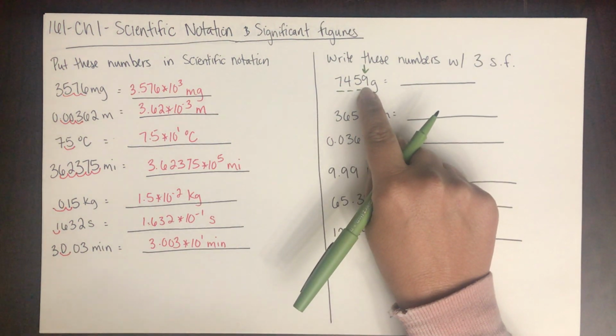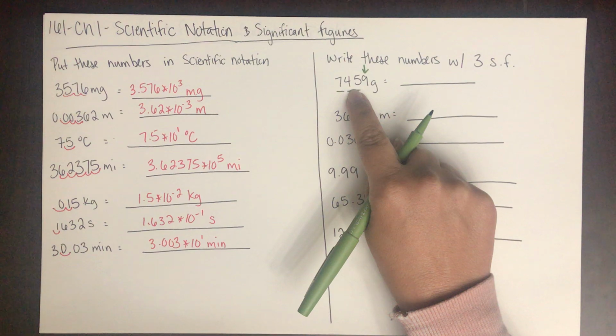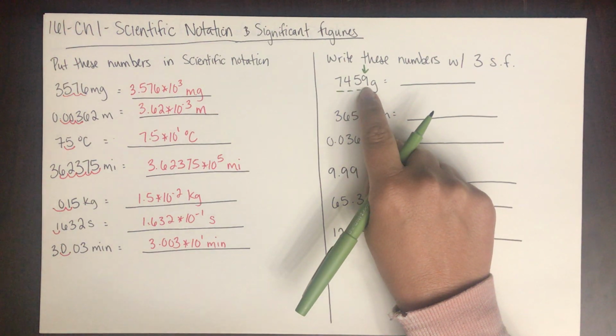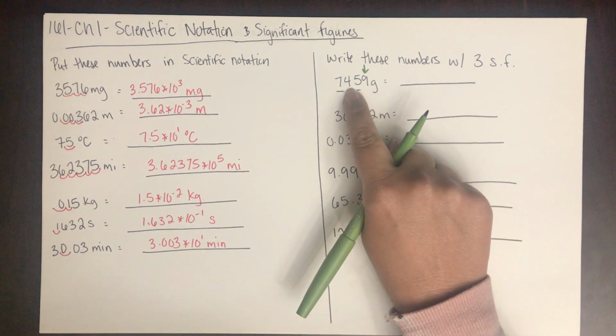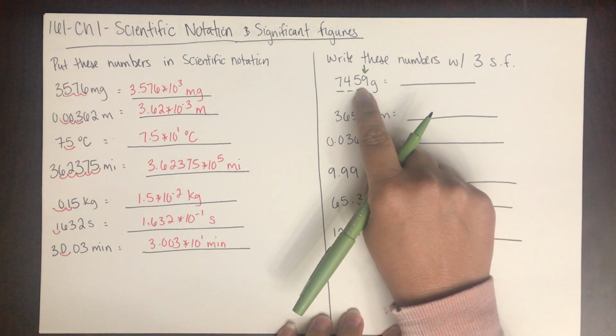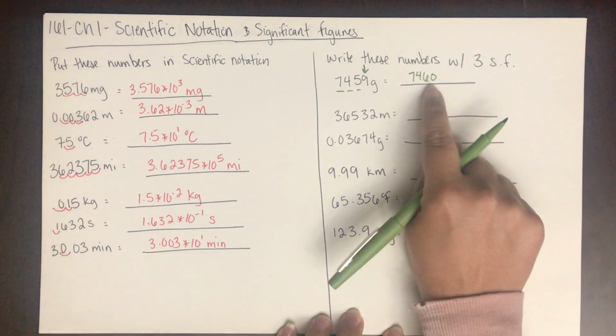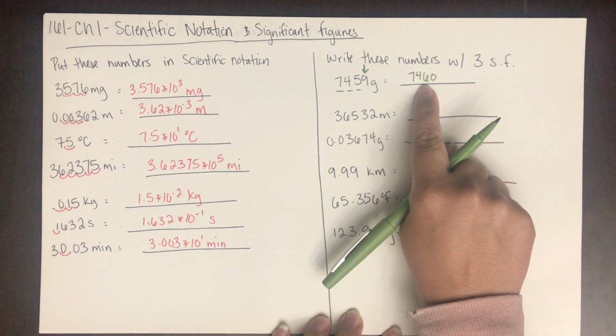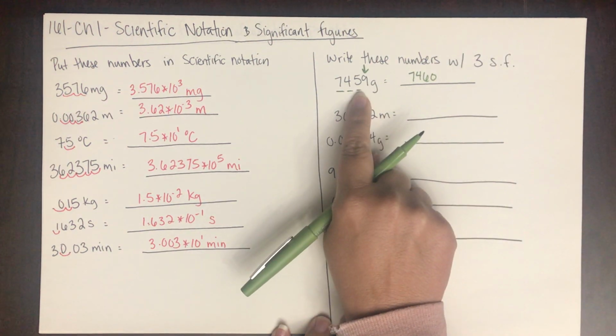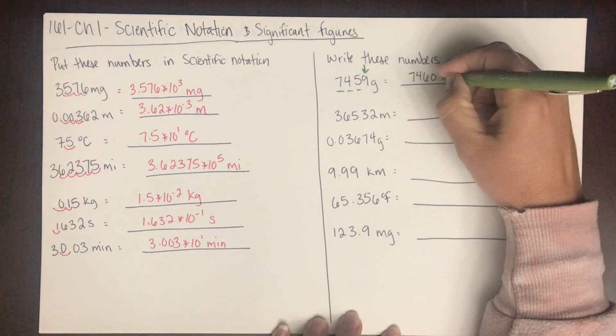If this number is 5 or higher, then you round up. And if it is 4 or lower, then you round down. So the way that we write this number with 3 significant figures is 7,460. Remember, this number now has 3 significant figures. It had 4, now we're writing it with 3.